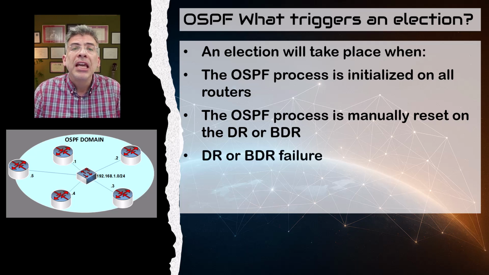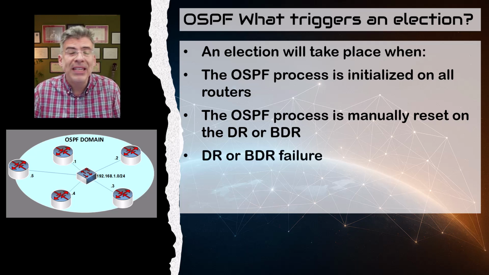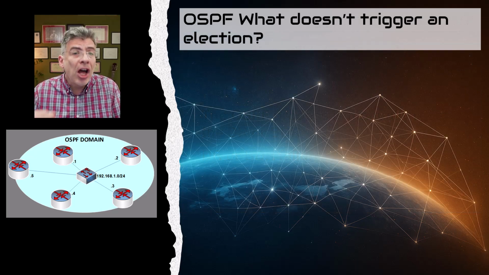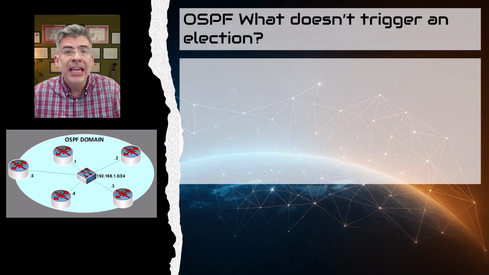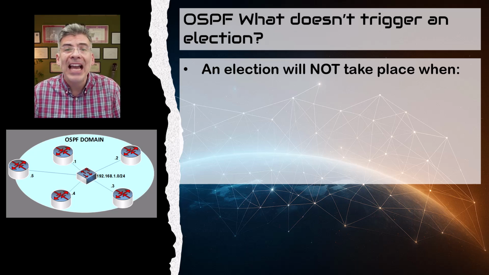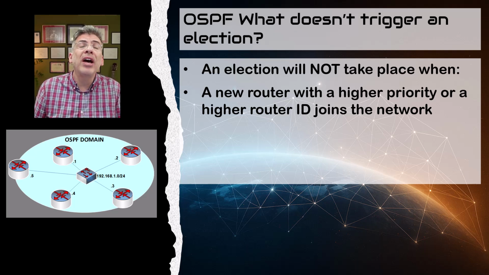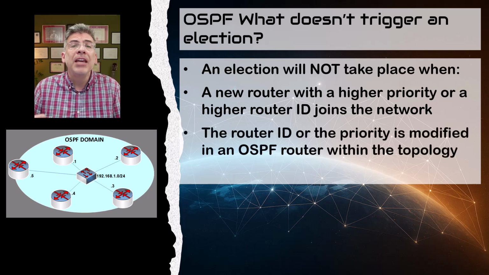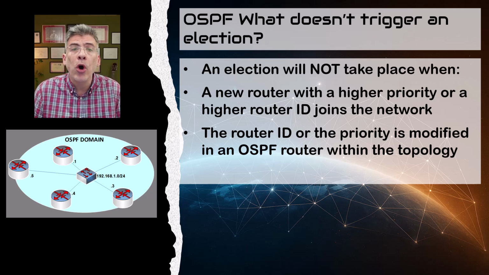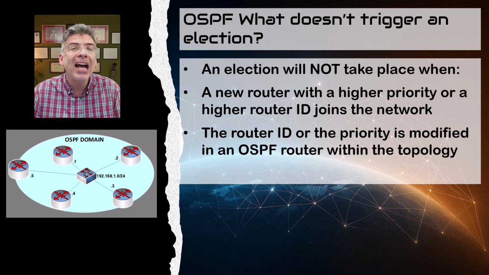And of course, it will take place if the DR or BDR fail. An election will not be triggered if a new router with a higher priority or higher router ID is added to the topology. And also, an election will not be triggered if you modify the priority or the router ID of a particular OSPF router to make it higher than the current DR or BDR.